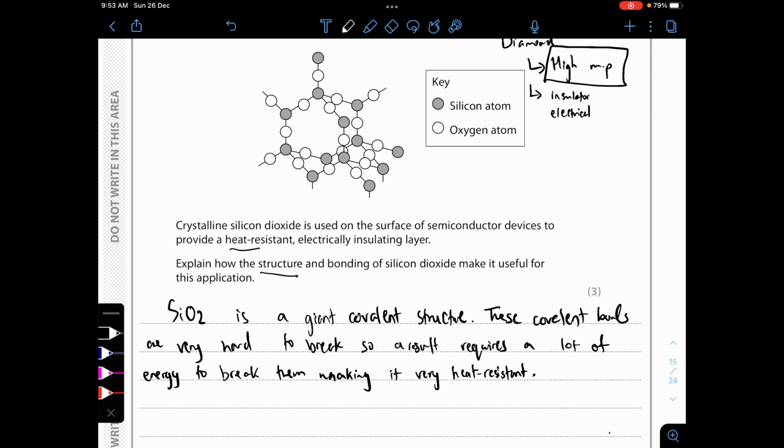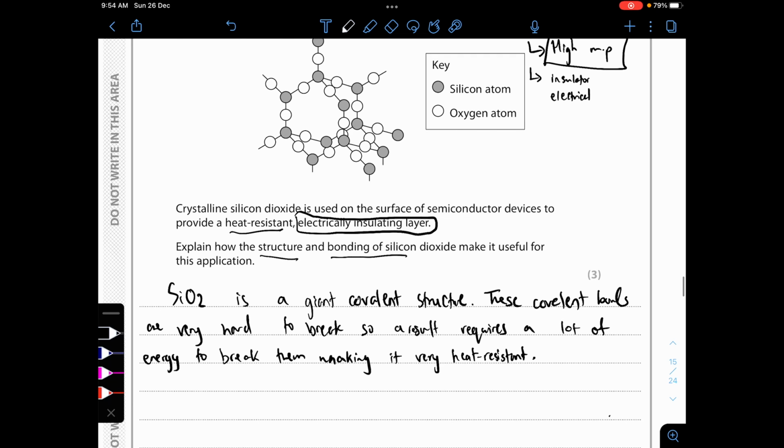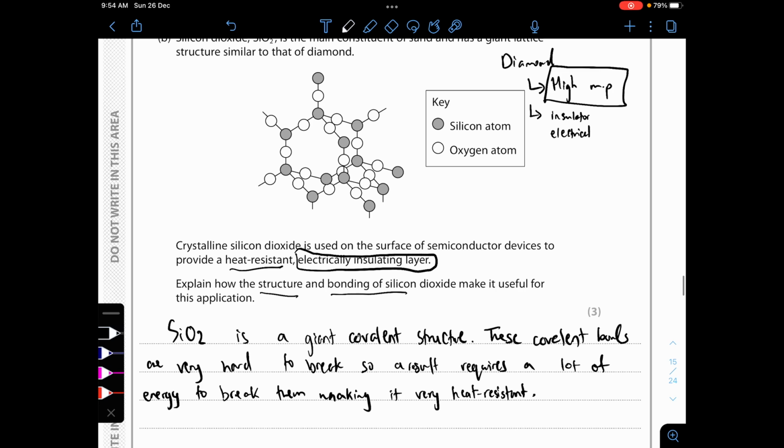We have talked about heat resistant, we talked about the bonding, and now we have to talk about what? We're left with electrical insulation. Now, how do we talk about the electrical insulating bit? You can see here there is no delocalized electron to carry the charge. Delocalized electrons, so that's all we have to talk about.